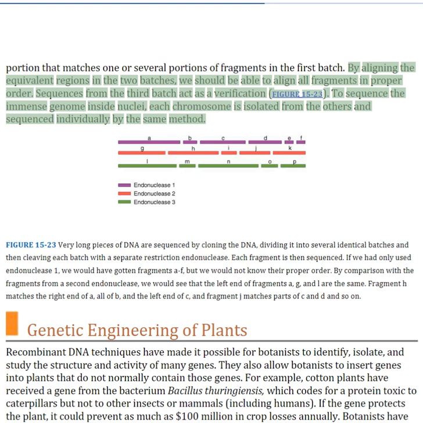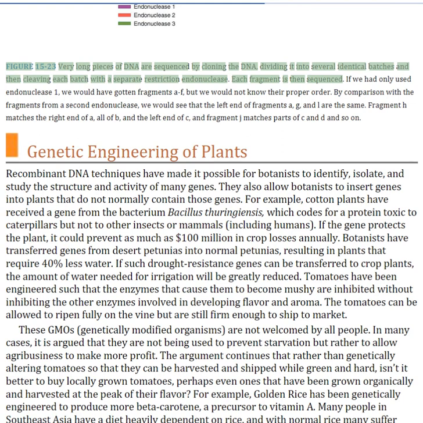To sequence the immense genome inside nuclei, each chromosome is isolated from the others and sequenced individually by the same method. Figure 15, 23 very long pieces of DNA are sequenced by cloning the DNA, dividing it into several identical batches, and then cleaving each batch with a separate restriction endonuclease. Each fragment is then sequenced.